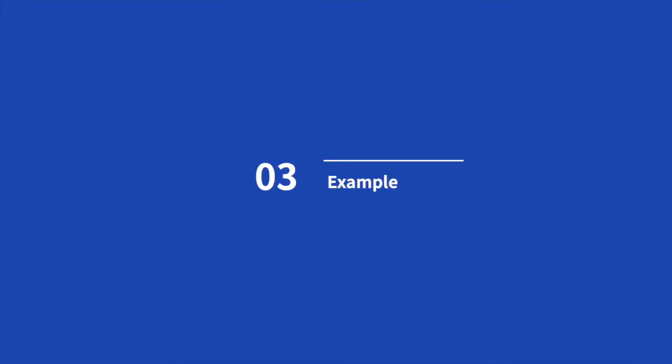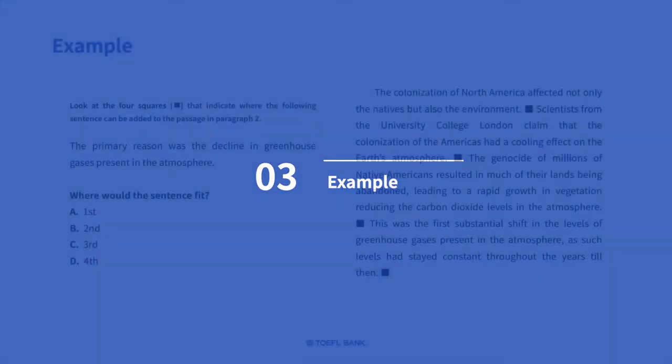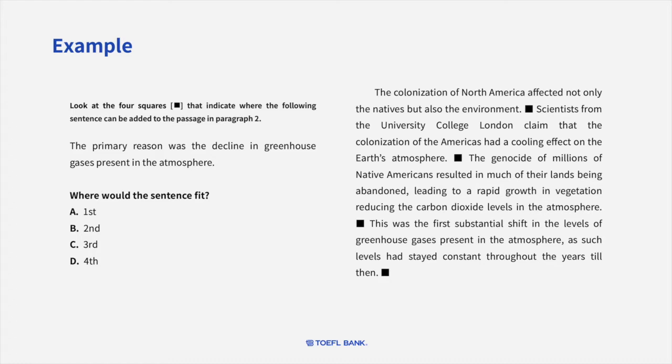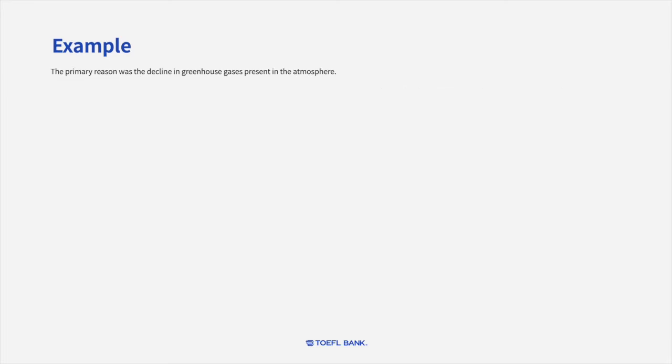But first, pause the video and solve the problem. The given sentence reads, "The primary reason was the decline in greenhouse gases present in the atmosphere." Now let's take a look at the passage. The colonization of North America affected not only the natives but also the environment. We can guess through this first sentence that the next sentences will talk about the environment.